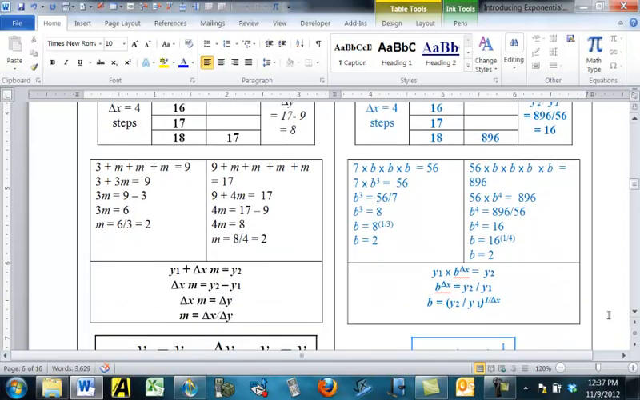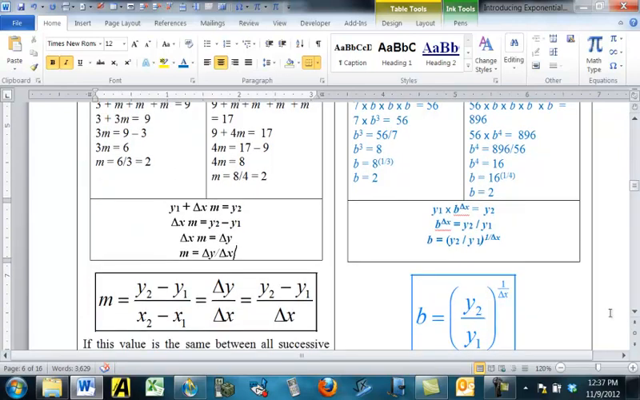So notice in general what we have: our y1, whatever it is, and we're adding delta x times m to that to get our y2. Solving for m, we subtract y1 from both sides, and we get delta x times m is y2 minus y1, which is just delta y. And then we have delta x times m is delta y, so m is delta y over delta x. Typo. Delta y over delta x.